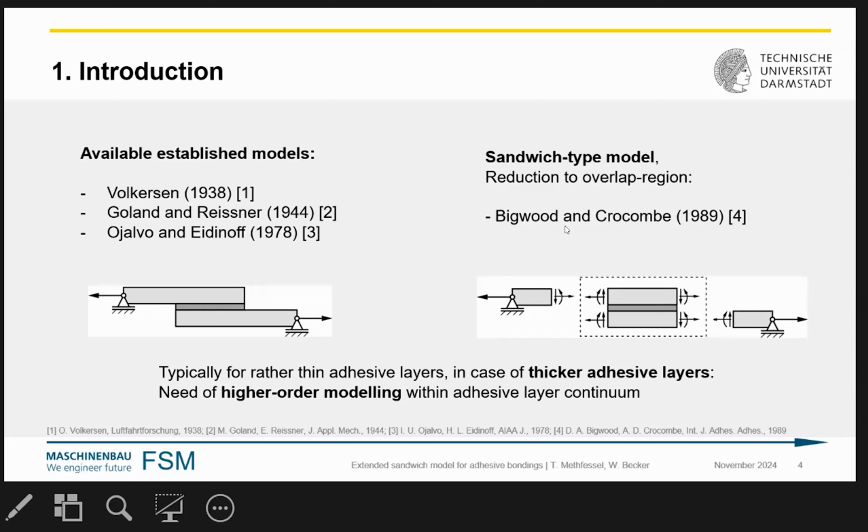When we do this, we will follow an approach which was suggested by Bigwood and Crocombe. That means we restrict the consideration to the overlapping region, to this local sandwich structure, and we will take into account the adherent structures just by the respective cross-sectional forces, which are then applied to this sandwich configuration.